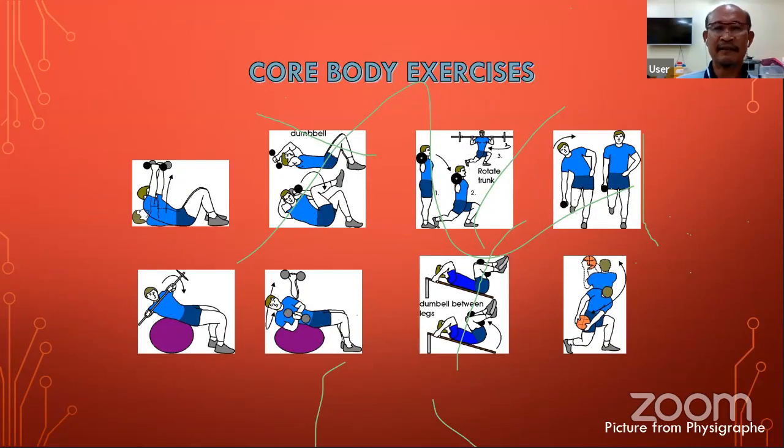Now is the example of the exercise. This is core body exercise. You can do a variety of core body exercises. You can do dumbbell, barbell, body weight, you can use the gym ball, you can use the medicine ball for the core body exercise. Why do I do core body first? Because if you want to do heavy lifting, make sure the core body of your athletes is strong first.